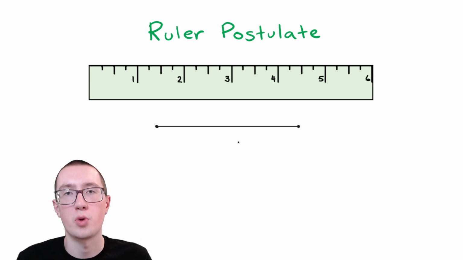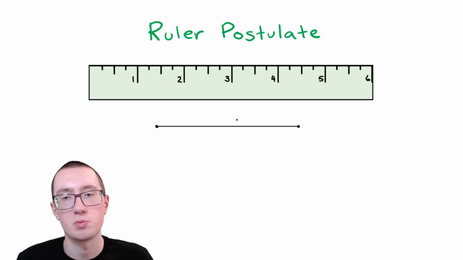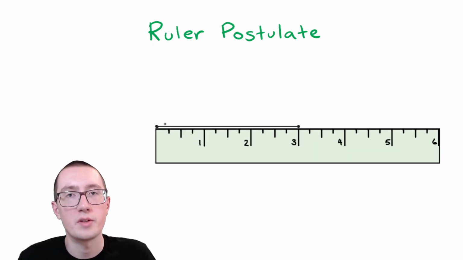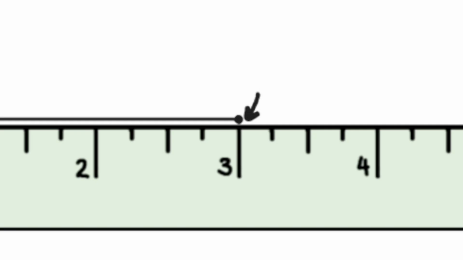So to show you how the ruler postulate works, let's first show you how to measure this line segment. All we have to do is line up the left part of the line segment with the left side of our ruler. And then we can look over here and see that this is 3 centimeters long.